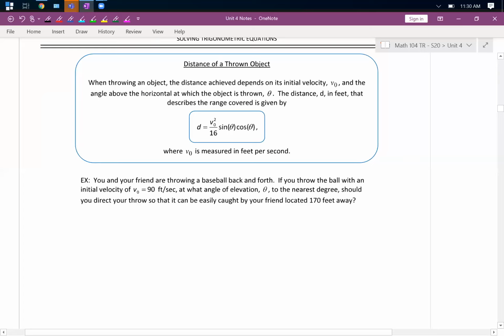So you and your friend are throwing a baseball back and forth. You throw the ball with an initial velocity of 90 feet per second. At what angle of elevation theta to the nearest degree should you direct your throw so it can be easily caught by your friend located 170 feet away?